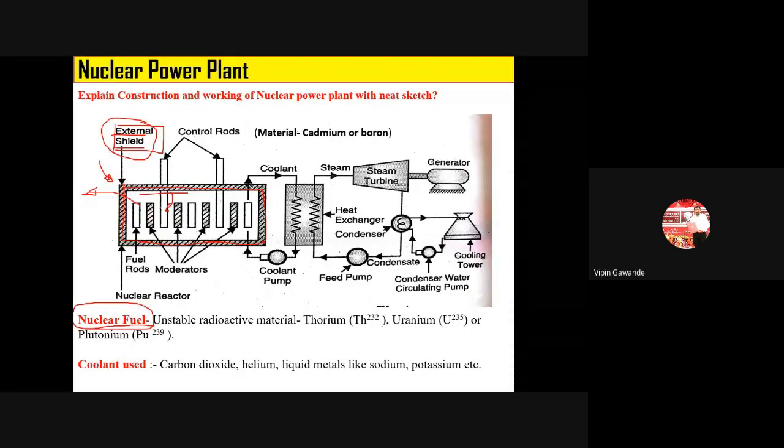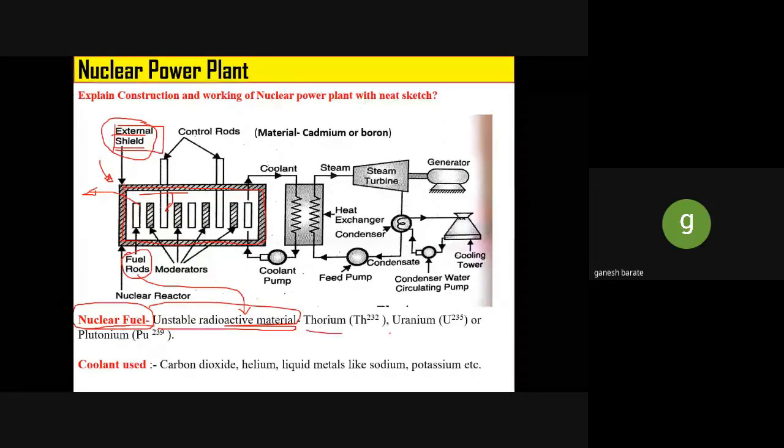व्हॉट इज द नाव फ्युएल रॉड्स काय करेल? फ्युएल रॉड्स कुठले यूज करतो आपण? फ्युएल रॉड्स म्हणजे काय? कुठलं फ्युएल आपण वापरतोय? वी आर युझिंग अनस्टेबल रेडिओएक्टिव्ह मटेरियल. वी आर युझिंग थोरियम, युरेनियम, uranium.